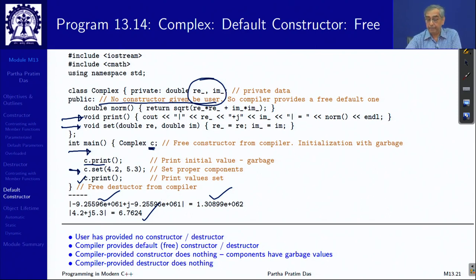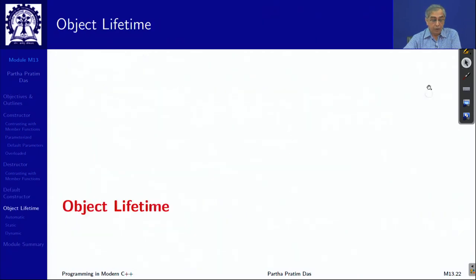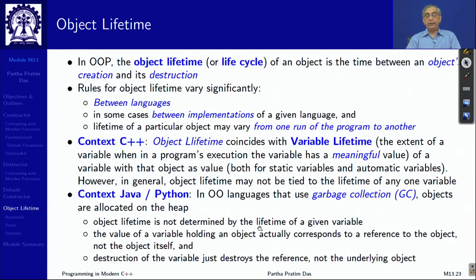Okay. Now, with this, let me get into the basic lifetime issues. It is clear that an object does not exist in the system all the time. Right? The object exists between object creation and object destruction. Right? Now, naturally, this notion is not specific to C++.